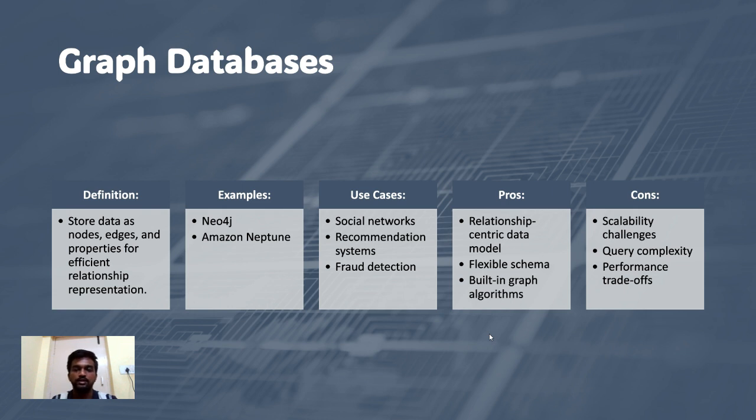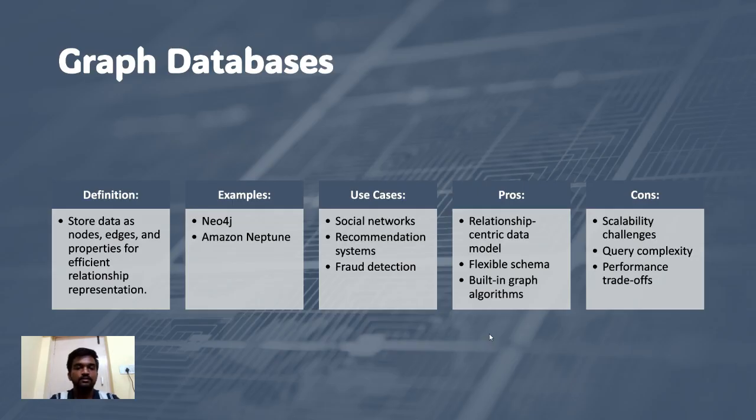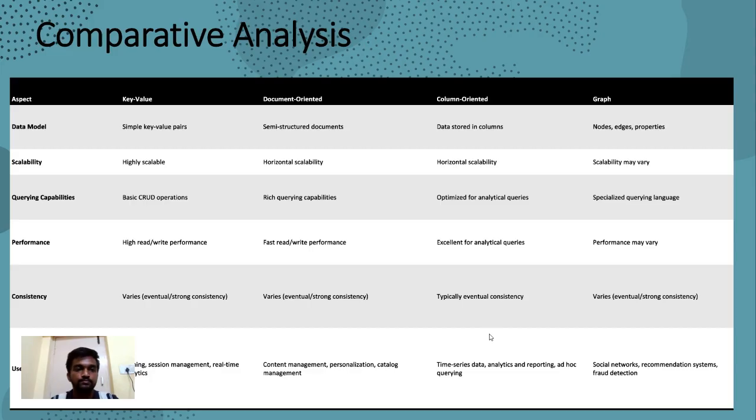The con is scalability. As I told, it is a single server database. As it is a single server database, putting data in different servers and having to connect the relationships will become a high scalability challenge. Next is querying complexity. Everything will be stored as relations, so for large data, querying complexity will also arise. Next is performance trade-off. While graph databases excel in relationship-centric queries, they may not perform as well for non-graph queries or when dealing with less interconnected data.